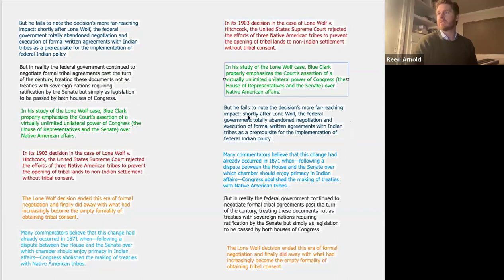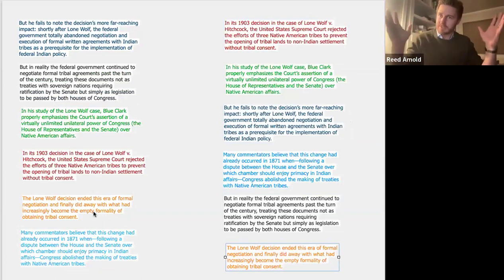Open the case, study the case, what he did right, what he missed. People thought that this had already happened. Actually, the government was still doing it, kind of half-heartedly. And then they just threw out even the half-heart. Okay. So that's the rough drill.